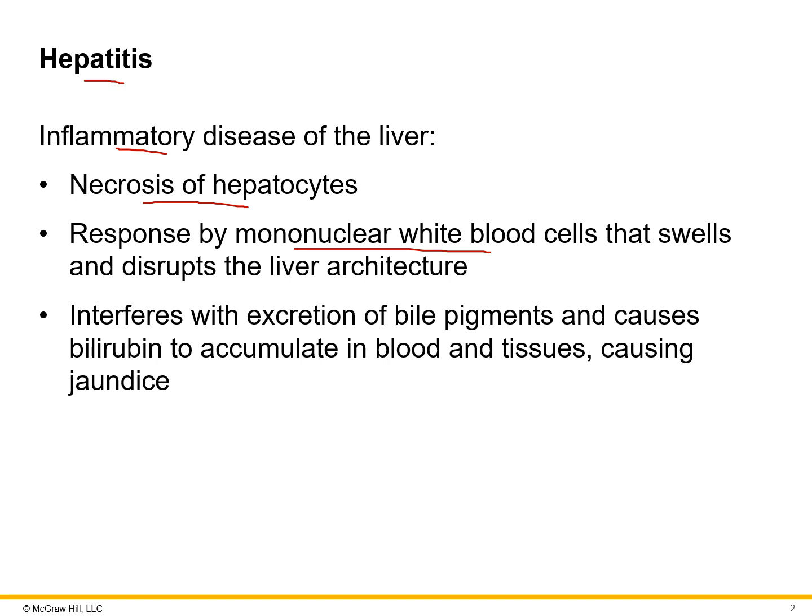So again, it's due to an inflammatory response, not necessarily a specific infection. So it's more the result. The problems come from the inflammatory process more so than what the microbe is. So that interferes with the excretion of bile. So then that causes bilirubin to accumulate and often leads to jaundice, which is the yellowing pigment that we see in the skin.